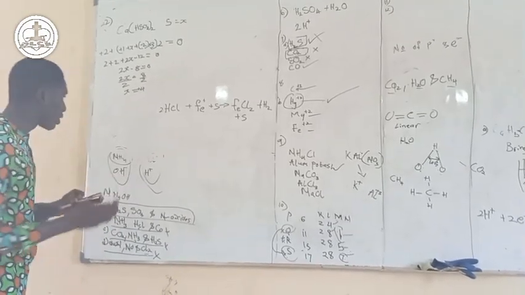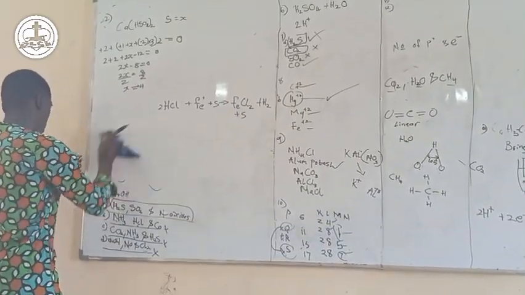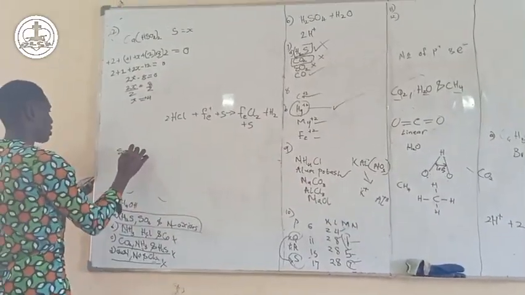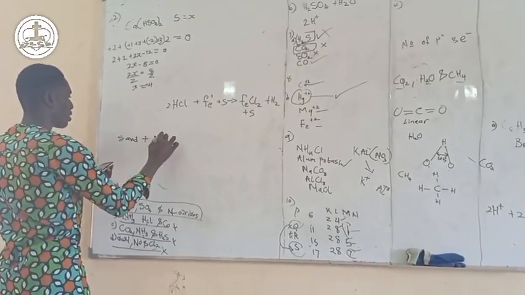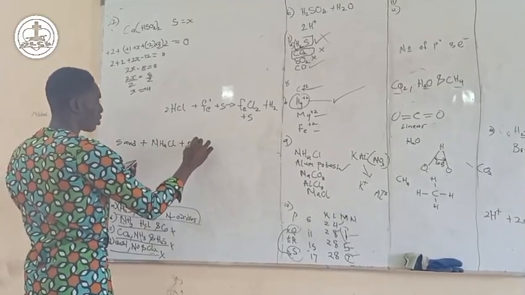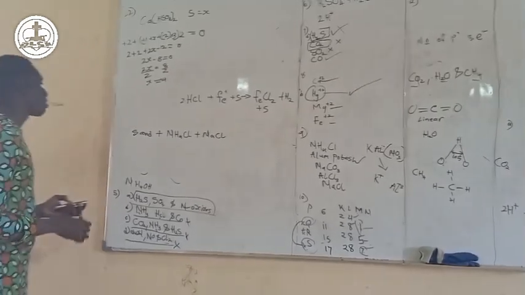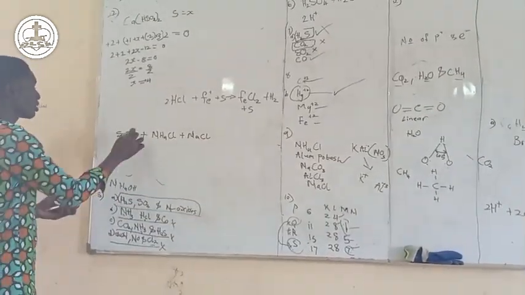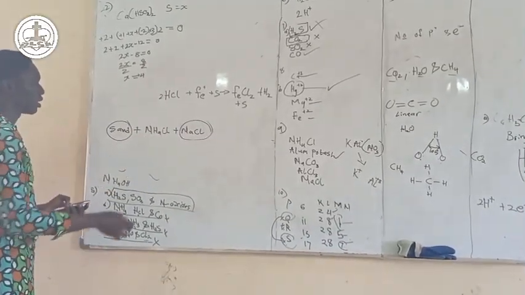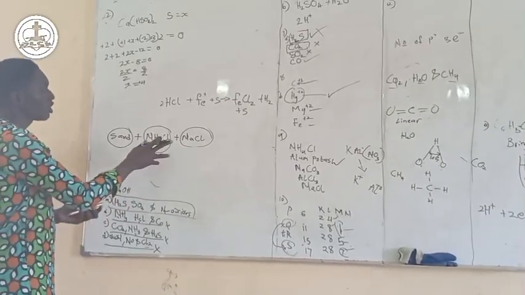Okay, now let's see the mixture we are having. The mixture we're having is sand, ammonium chloride, and sodium chloride. So to know the best separation technique for this, we must know their characteristics. Sand is not soluble in water. Sodium chloride is soluble in water. Ammonium chloride is also soluble in water, but it can sublimate. So we need to separate them.